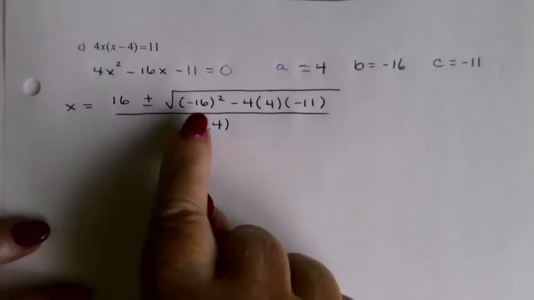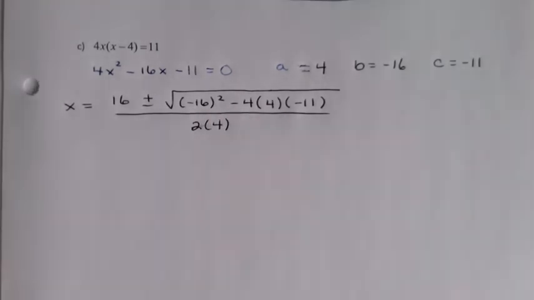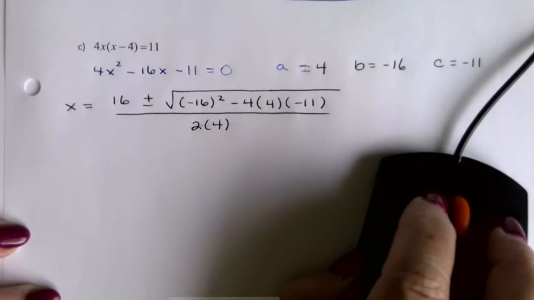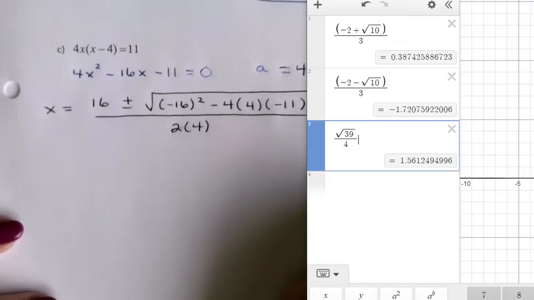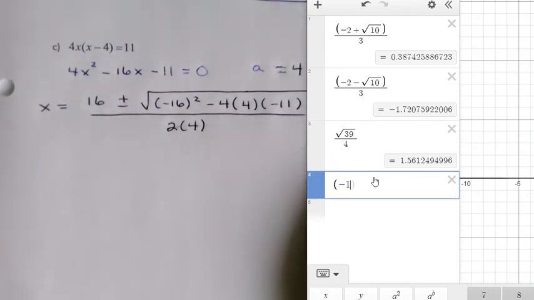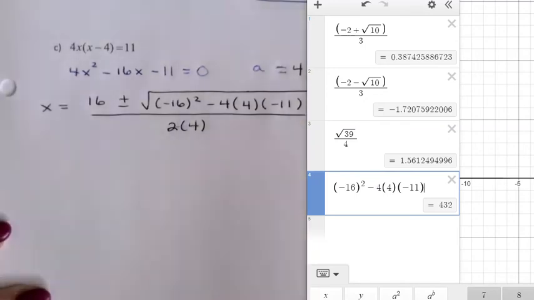All right, I do not believe I can effectively do most of the arithmetic in my head this time. So I'm going to grab that Desmos calculator again, and I'm just going to put in what's under the radical, being really careful to make sure I've got that -16 in parentheses. Subtract 4 times 4 times -11 is going to give me 432 under my square root.